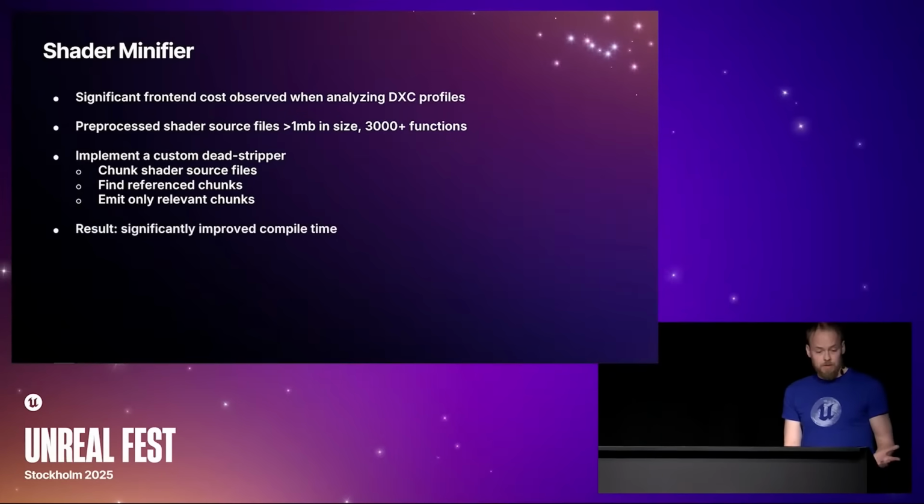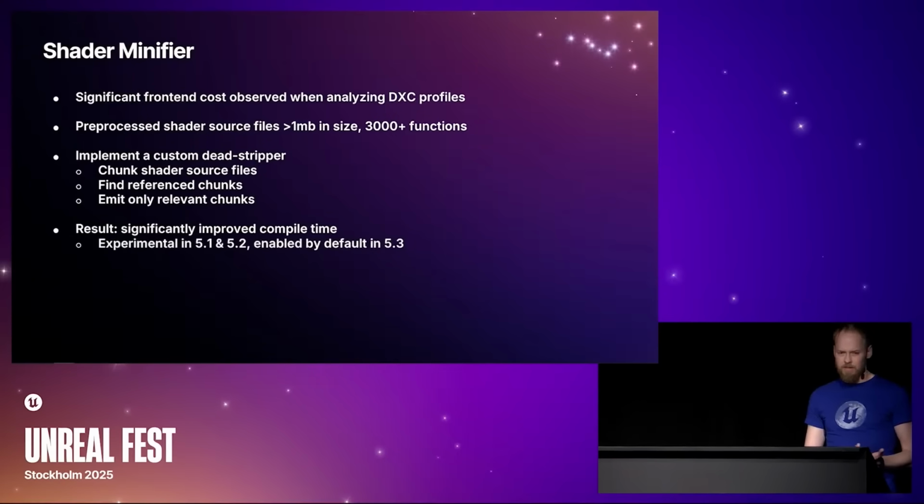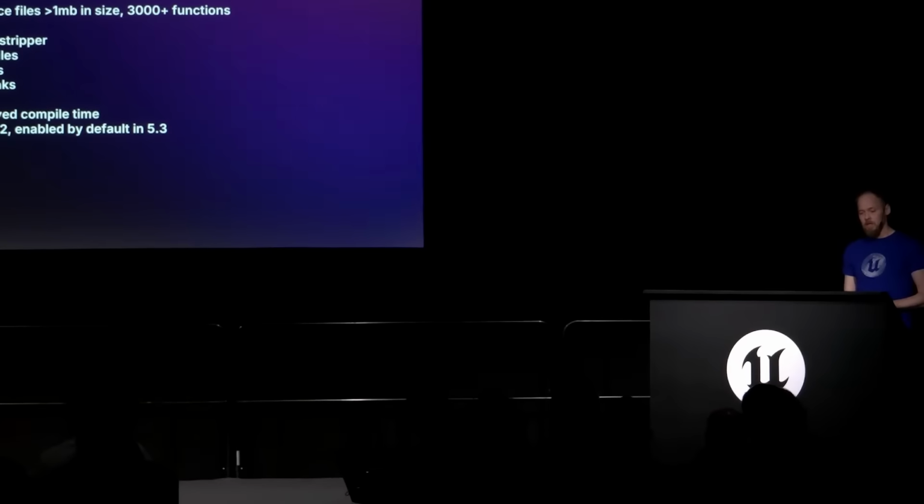As for results, that front-end compile cost almost disappeared. It pretty much evaporated. Overall compile time, especially on some of the worst case shaders which strip most of the code, improved significantly. So we rolled this out. It was experimental in 5.1 and 5.2. It was on by default in 5.3 for everything except for Metal and OpenGL. And then I think in 5.4, it was on by default for everything.